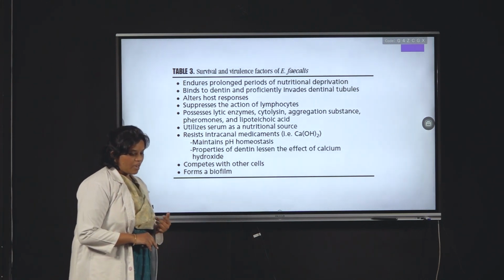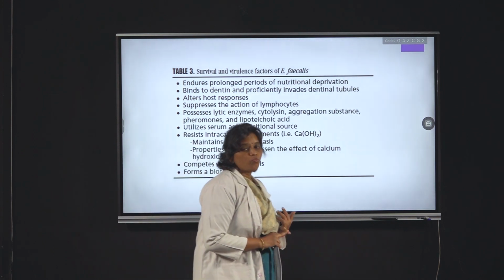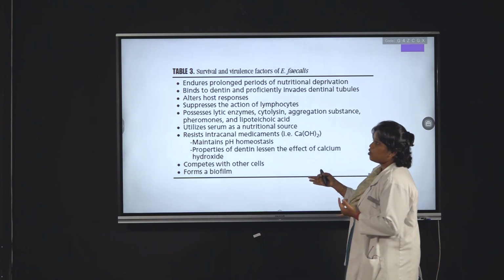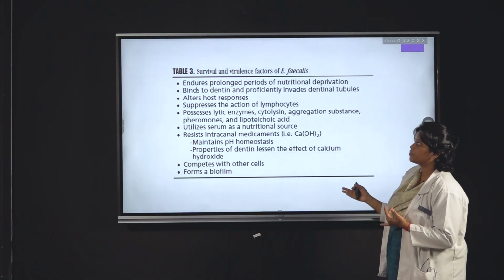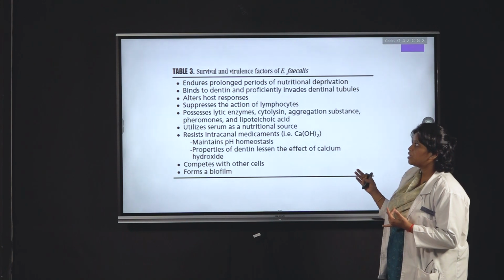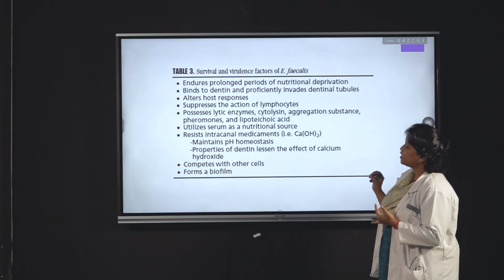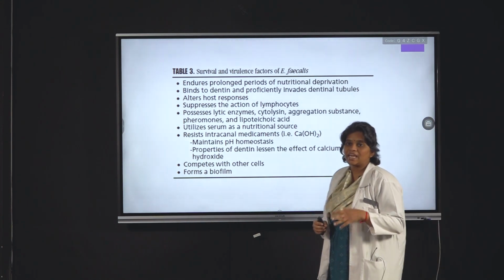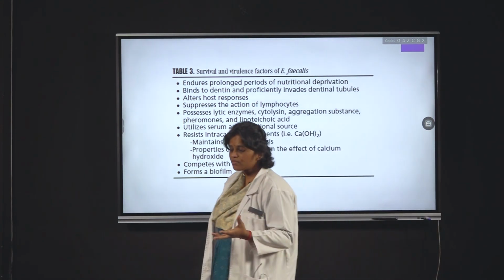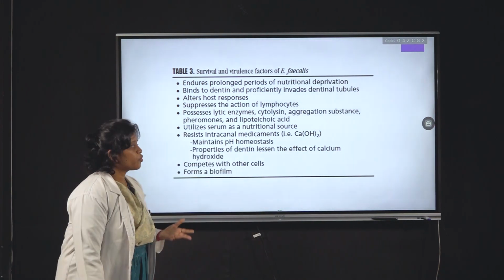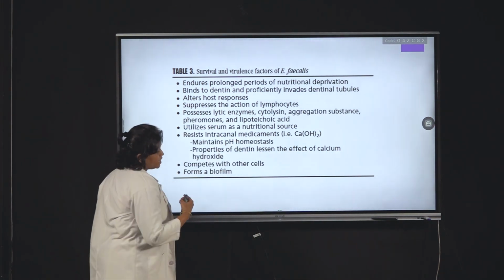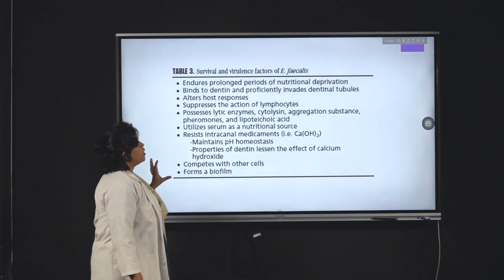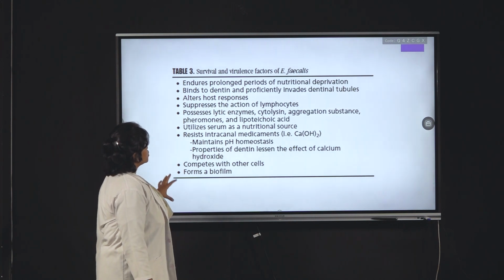Now, what is the reason behind E. faecalis causing most types of infection? It is because it has certain properties which other bacteria do not have, right? The properties which are very much defined to E. faecalis are: it endures prolonged periods of nutritional deprivation. That means it can survive periods of nutrition absence, and it can also grow in the absence of nutrition. It converts itself into a spore form wherein it can still be alive in the case of nutritional deprivation.